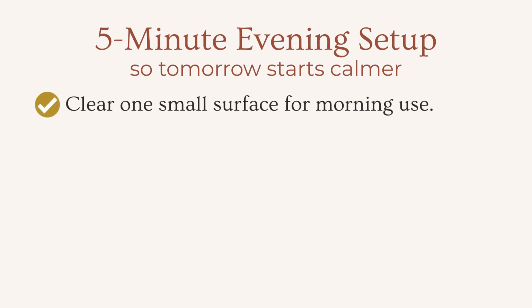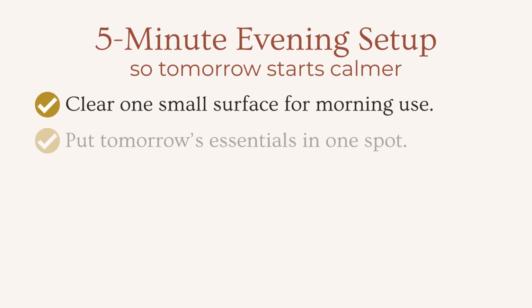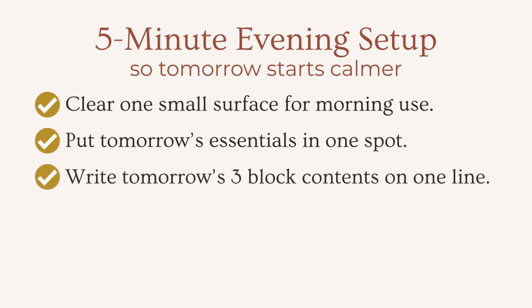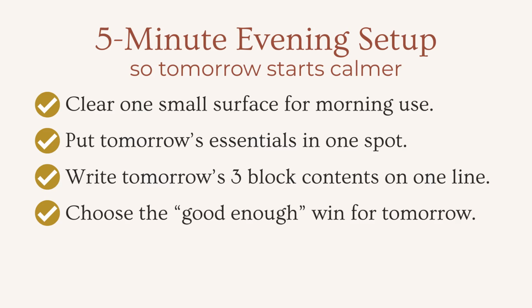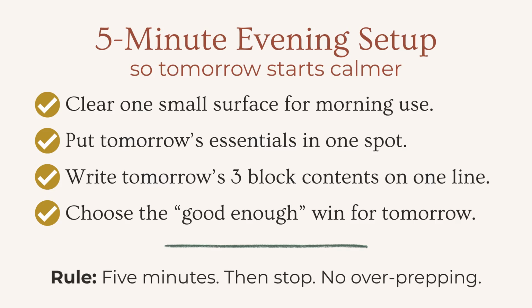Here's what the 5-minute evening setup looks like. Clear one small surface for morning school use. One surface, not the whole house. Put tomorrow's essentials in one spot. Books, pencils, whatever the cornerstone needs. It's already out. Done. Write tomorrow's 3-block contents on one line. Cornerstone, curiosity, clarity. 1 sentence. And choose the good enough win for tomorrow. If we do this one thing, today counts as a success. Decide it tonight so you're not deciding it under pressure in the morning. 5 minutes, then stop. No over-prepping.